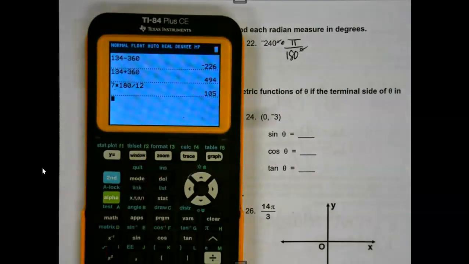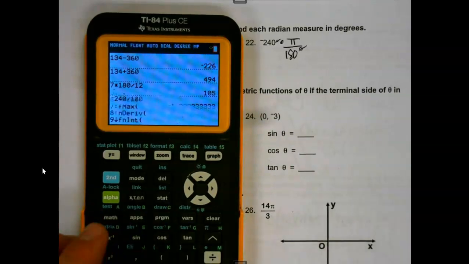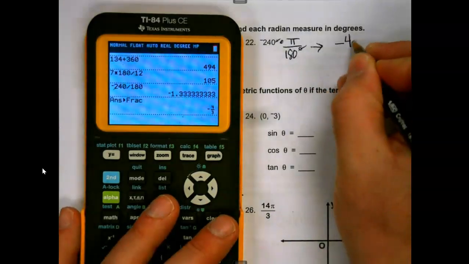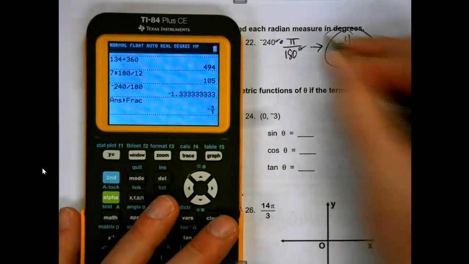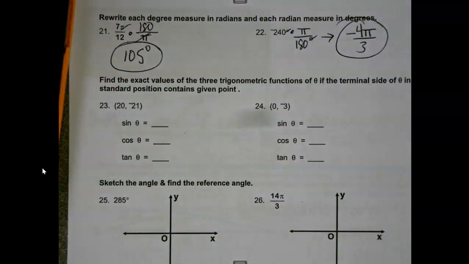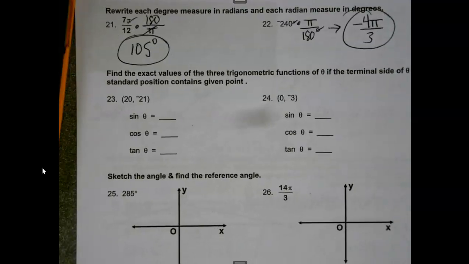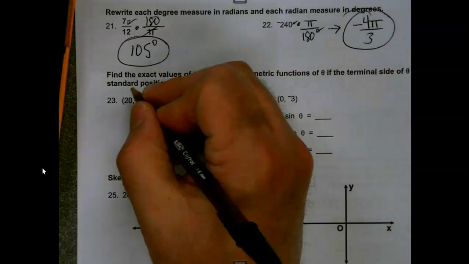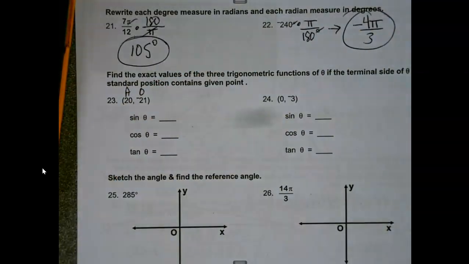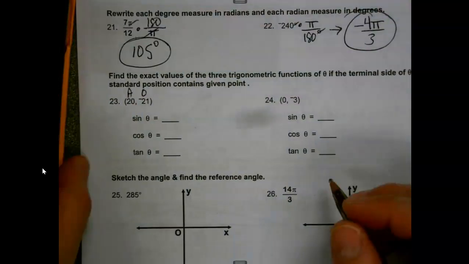Say bye-bye. Do not give me a decimal. Do not forget that the pi is there. Little things like that are wonderful things. Okay. Exact value of the trig function. Remember, adjacent and opposite. So I need the hypotenuse.